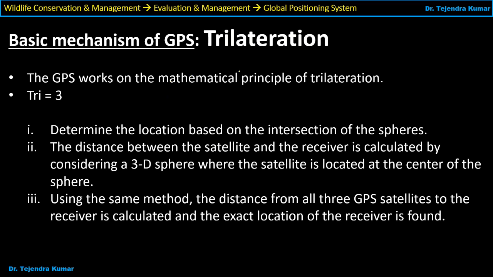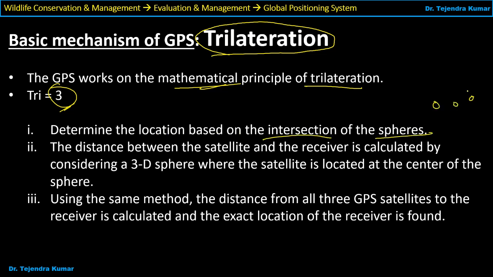In this basic mechanism, one more thing is there. This is another important term which is really asked about also: trilateration. What is this? GPS works on the mathematical principle of trilateration. Tri means three. Let's see. It determines the location based on intersections of spheres. Actually, it collects the information on the basis of spheres, and then determines the location based on the intersections of these spheres.